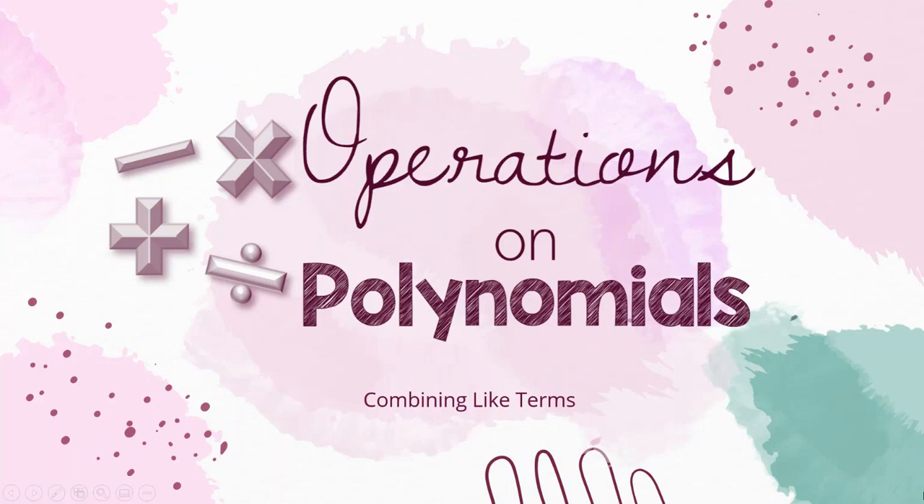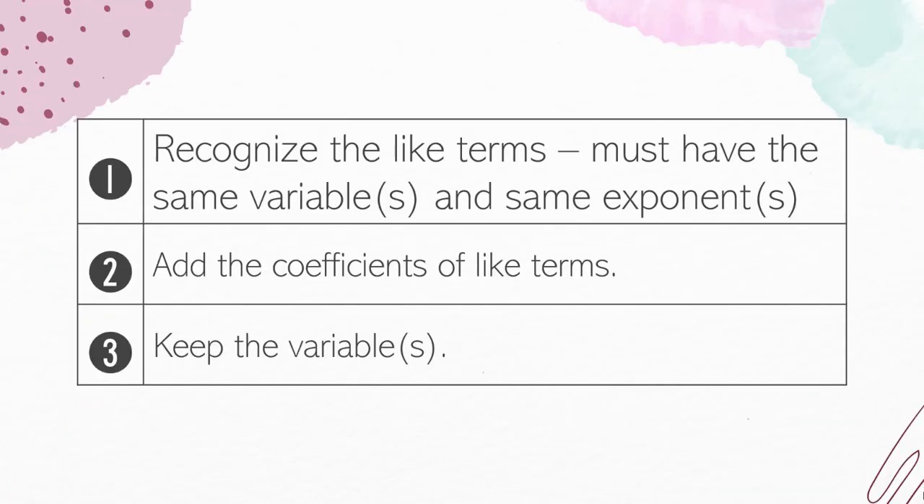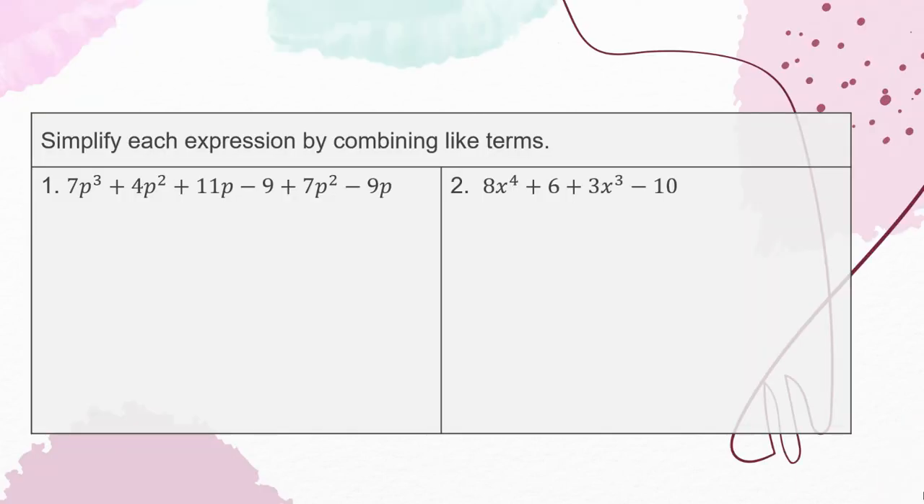On today's episode, we are beginning our unit on operations on polynomials by combining like terms. So first, in order to recognize that some terms are like terms, they must have the same variable or same variables and the same exponent. So both of those things must be true. So if you have like terms, you would combine them by adding the coefficients, so that's the number in front, and then we keep the variable or variable parts.